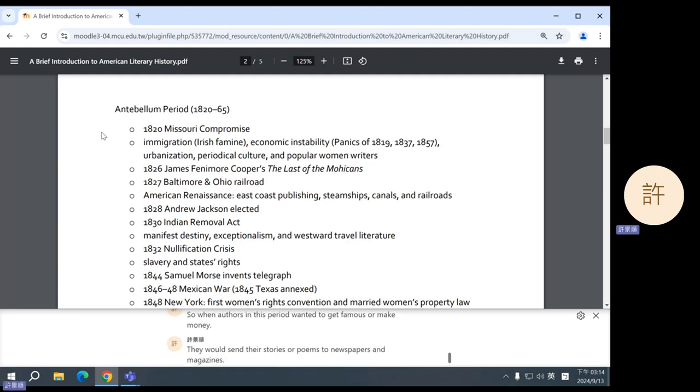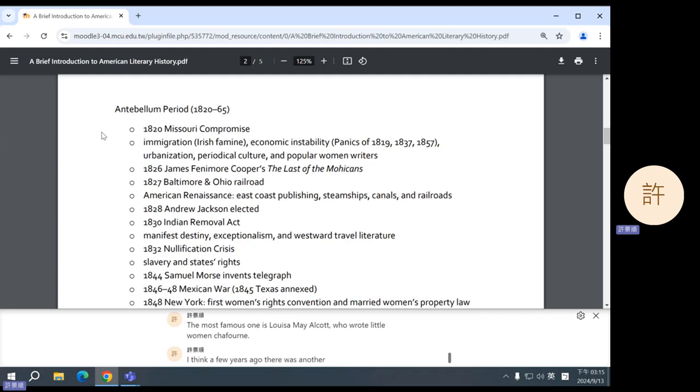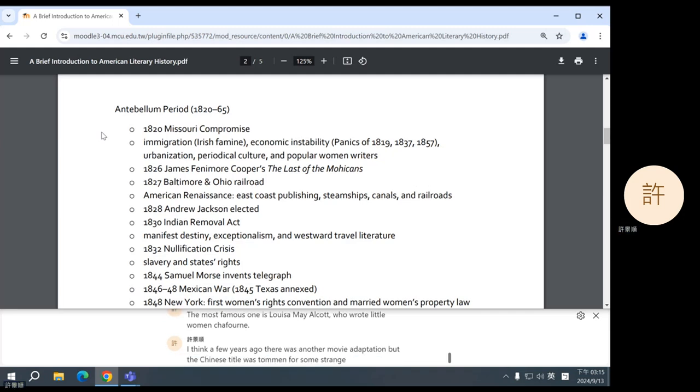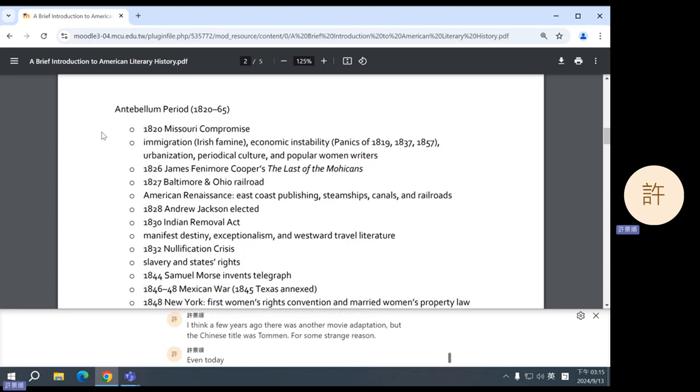And because there were more and more places to publish literature, women also had more chance as writers. And so this period saw some more popular women writers. The most famous one is Louisa May Alcott, who wrote Little Women, 小妇女. I think a few years ago, there was another movie adaptation, but the Chinese title was Tamen for some strange reason. Even today, very popular book.